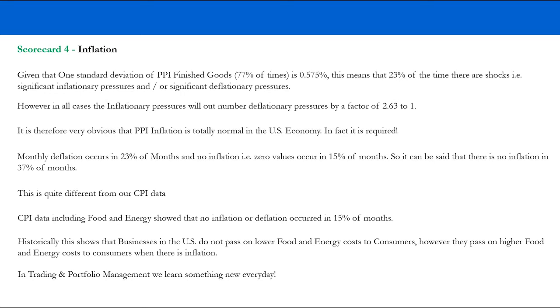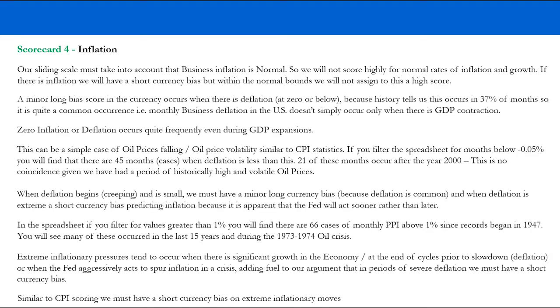And I guess, when you look at this in the bigger picture, in trading and portfolio management, we tend to learn something new every day. That's a pretty interesting analysis.